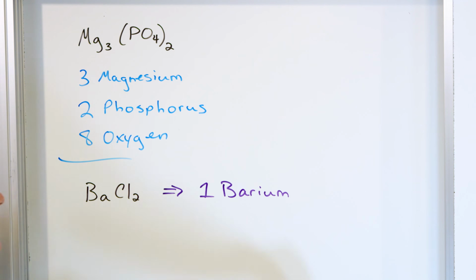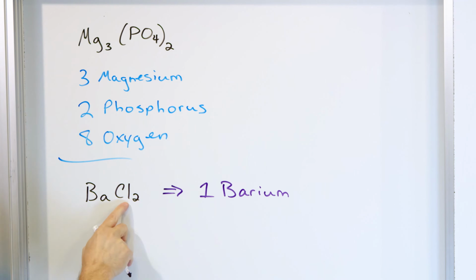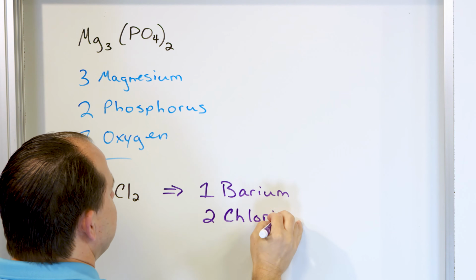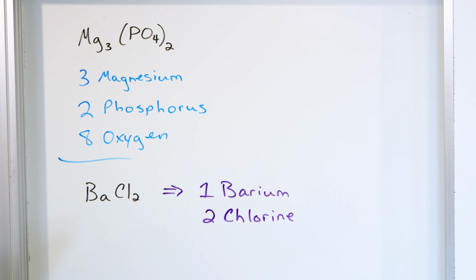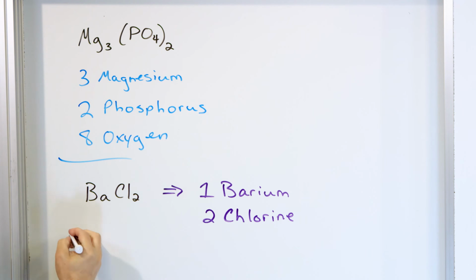Right? Now Cl is chlorine. If you're not sure about that, go read Cl, that's chlorine. And so how many chlorine atoms do we have? We have 2 of them. That's 2 chlorine atoms. And these guys are bound together. All right, let's take a look at the next problem.